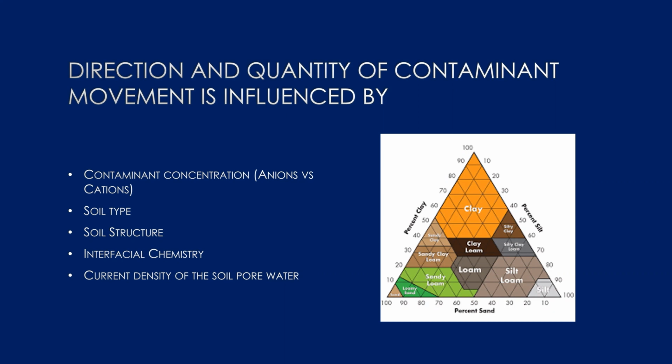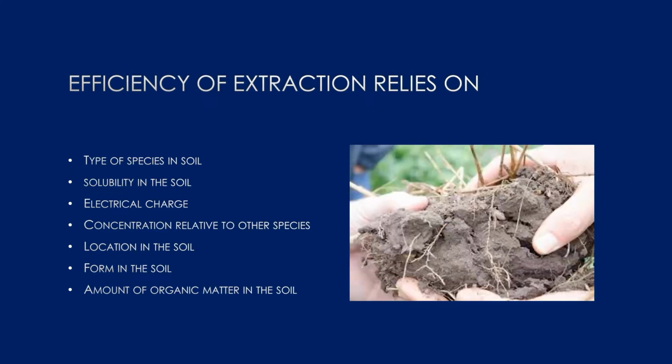Electromigration will only occur if the soil moisture content is high enough, but the optimum level of soil moisture content should be less than saturation to avoid the competing effects of tortuosity and pore water content. The efficiency of extraction relies on several factors, such as the type of species, their solubility in the specific soil, their electrical charge, their concentration relative to other species, their location in the soil, their form in the soil, and amount of organic matter available in the soil.